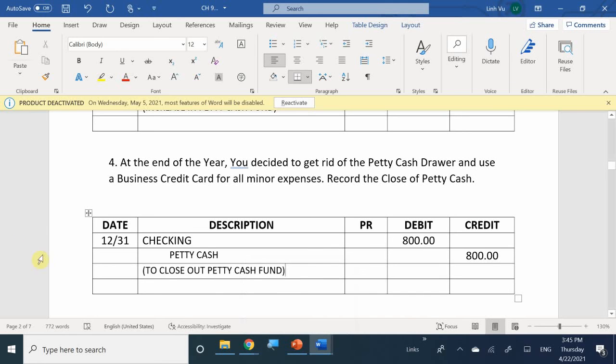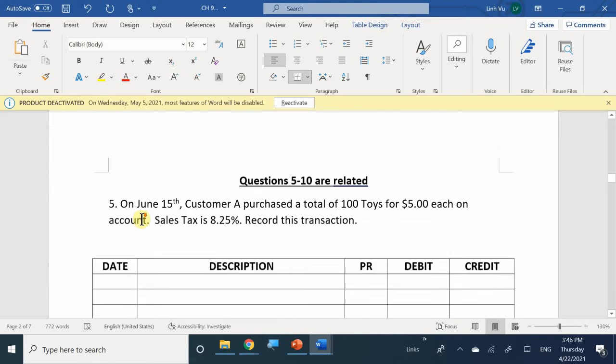Right? Straightforward? Easy? Yes? So remember, when we close out our account, think of it as if you're physically closing it out. If you're going to close out your petty cash fund and you want no money in it, what are you going to do with that $800? You can't put it in your pocket. That would be stealing. So what would you do with that money? You would put it into your checking because it belongs to the business. Okay. Any questions for the first 4 questions?